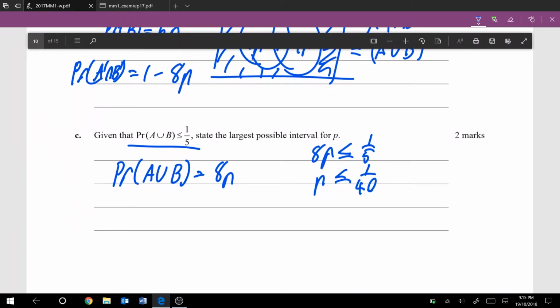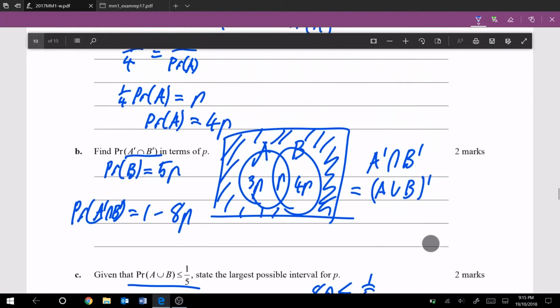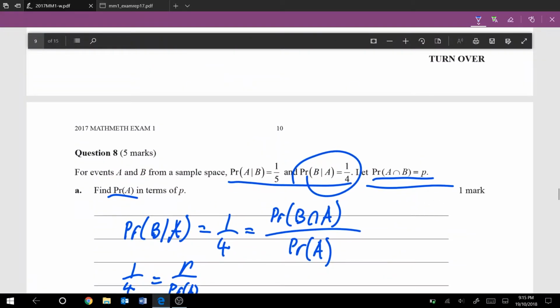Now, this isn't complete. We need a lower bound, because can we have a negative probability? No, we cannot. Can we have the probability equal 0? Let's go take a look at our original thing, because this was the key difference between 1 and 2 marks. People didn't think about if the probability could be 0. Now, these conditional probabilities, are they 0? No, they are not.